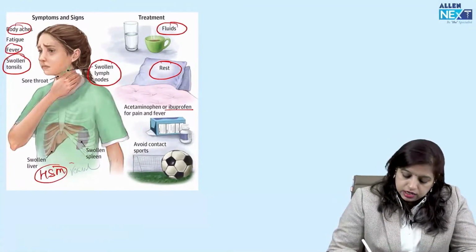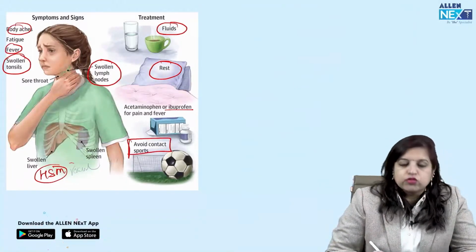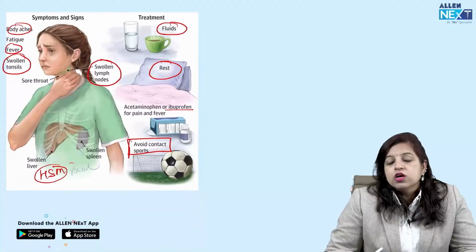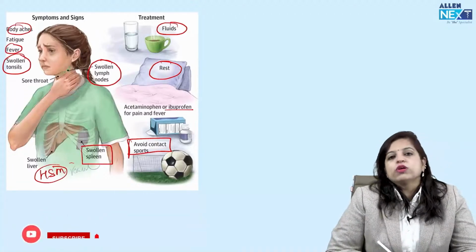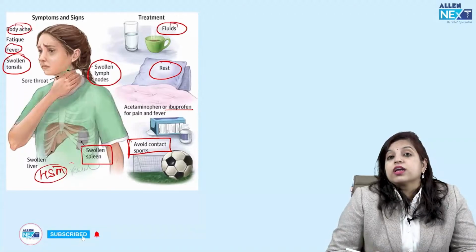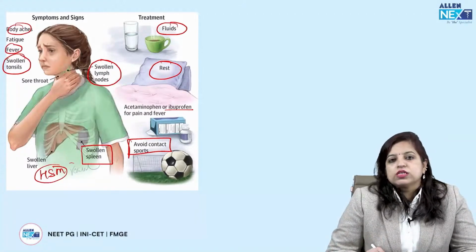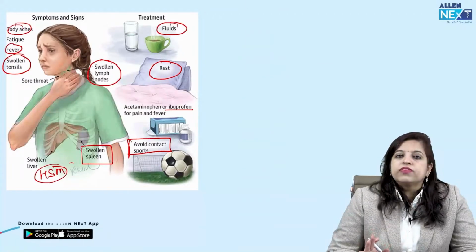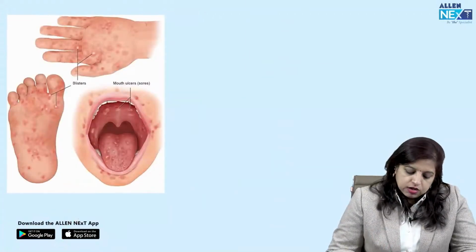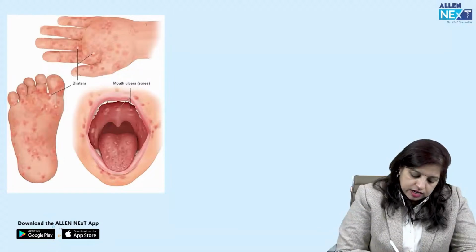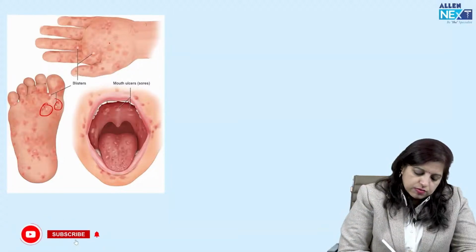Very importantly, contact sports have to be avoided, like football, because the spleen is so much swollen, there's a tendency for rupture of the spleen. So therefore, one has to avoid contact sports in infectious mononucleosis, right?